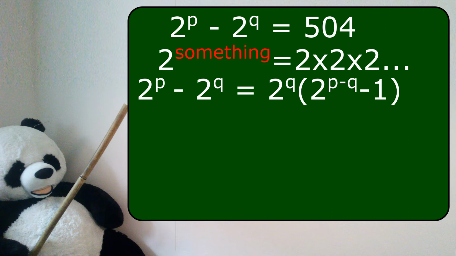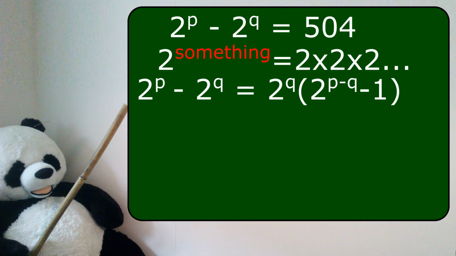If you haven't worked with exponents much, this basically means that instead of multiplying 2 by itself 9 times and then subtracting 2 multiplied by itself 3 times, we're going to multiply 2 by itself 9 minus 3, or 6 times, and then subtract 1, and then we multiply that result by 2 3 more times, though for now we have to continue pretending that we don't know the numbers we're looking for are 9 and 3.